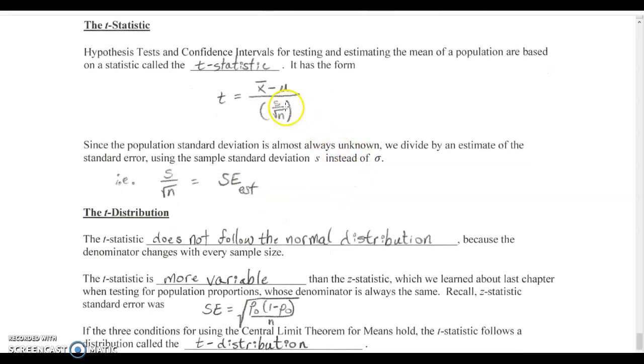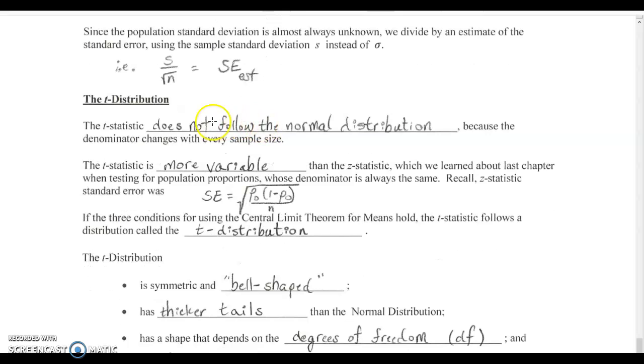Now it's very similar looking to doing a z-score. The problem is it does not follow the normal distribution because the denominator changes with every sample. So the t-statistic is more variable than the z-statistic, which we learned about last chapter when testing for population proportions, whose denominator is always the same.